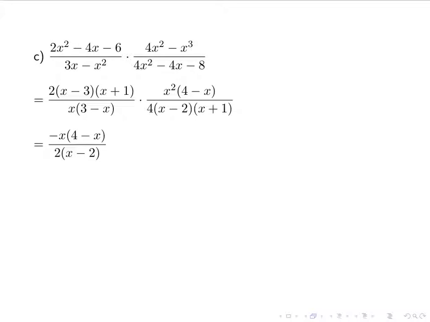I can put the negative wherever I want. Remember, if I put it on top or put it on the bottom, it's the same thing. Just conventionally, we leave it on top.